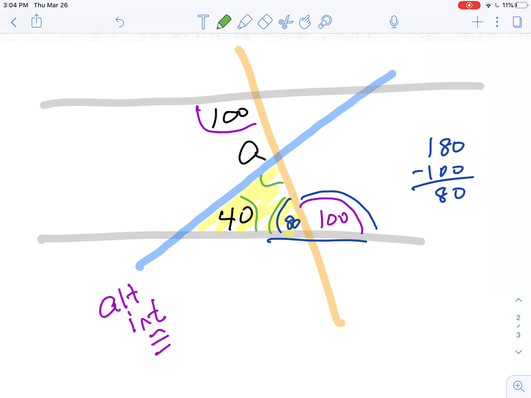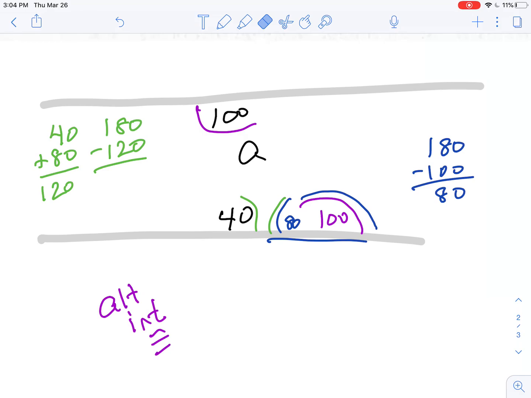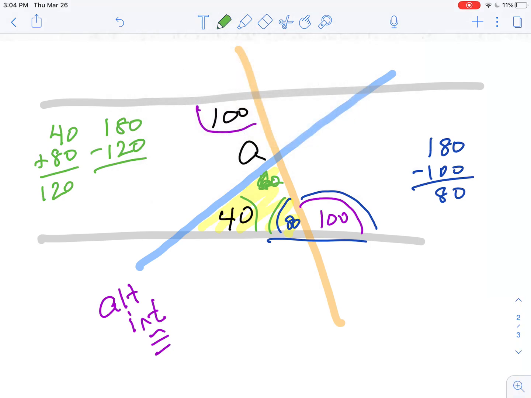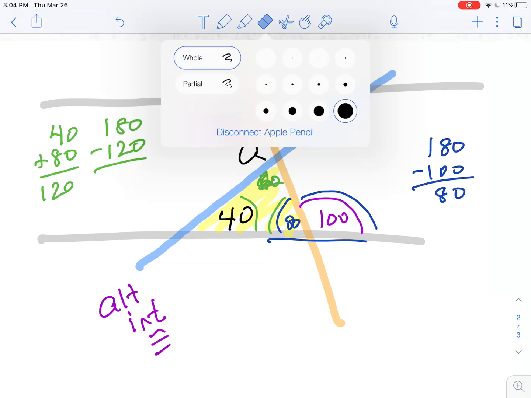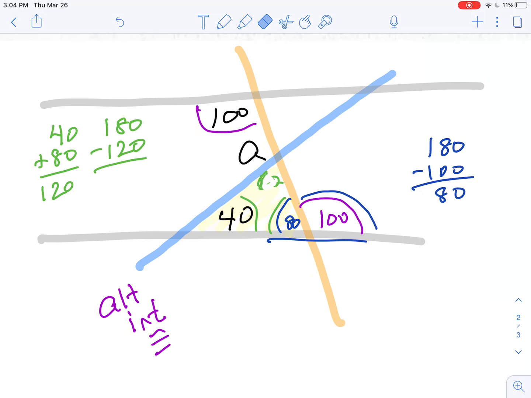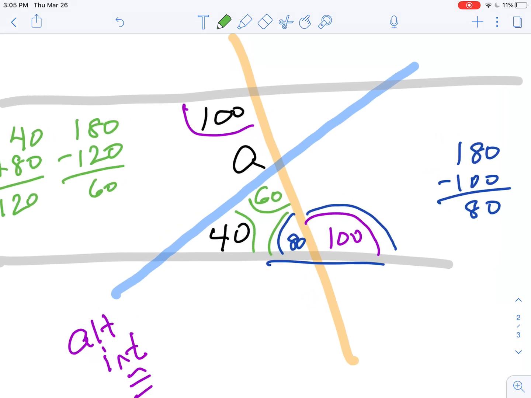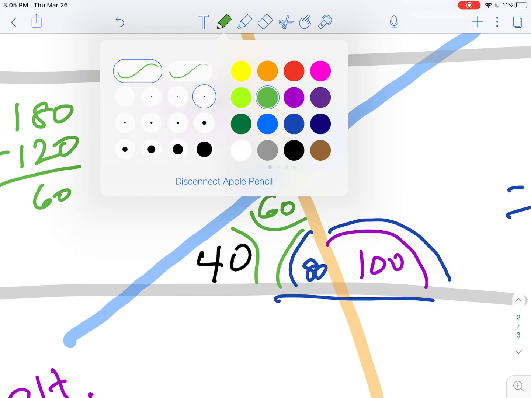This right here is a triangle. These three angles inside a triangle have to equal 180 degrees. So we have 40 degrees and 80 degrees. We already have 120 degrees. We need 180 degrees. So this angle right here is 60 degrees. Let me see if I can just erase that. Okay, let me try that again then. So this angle right here is 60. 60 plus 40 plus 80 gives us 180.